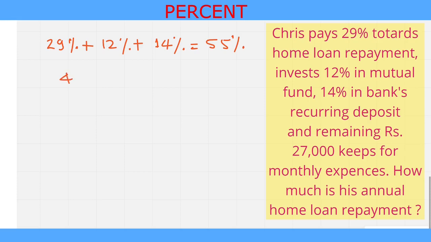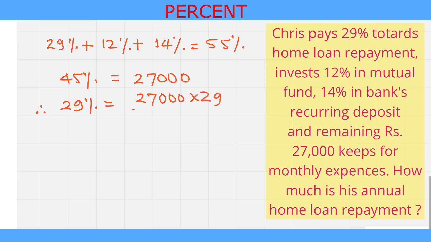So 45% is equal to 27,000. Therefore we have to find 29%. We directly find 29% instead of finding 100% and then finding 29%. So 27,000 multiplied by 29 divided by 45. 45 times 2 is 90 and 90 divides 270 for 3 times. It means that 45 divides 270 for 6 times, and after these 2 zeros gives us 600.